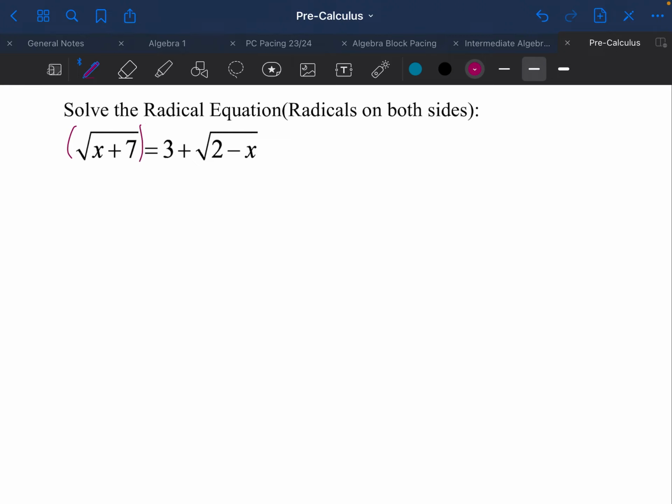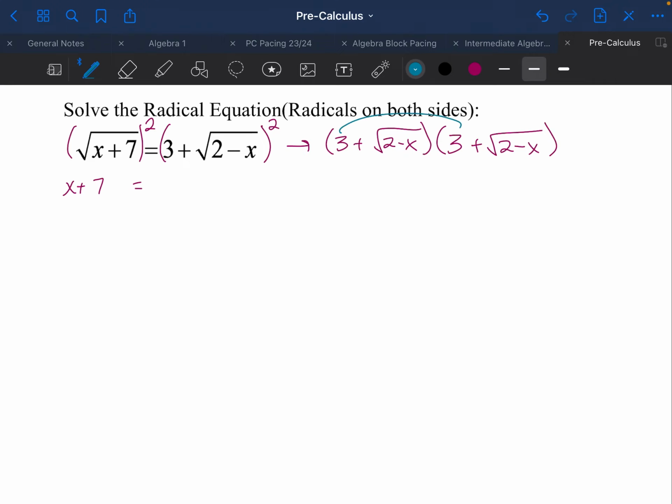I'm going to square both sides, being sure that I squared this entire quantity here and not just the square root of 2 minus x. No cheating out, can't do that. So the square root and square cancel, and I'm just left with x plus 7 equals this. Well, that's the same thing as 3 plus the square root of 2 minus x times 3 plus the square root of 2 minus x. And we have to go through and FOIL this whole thing.